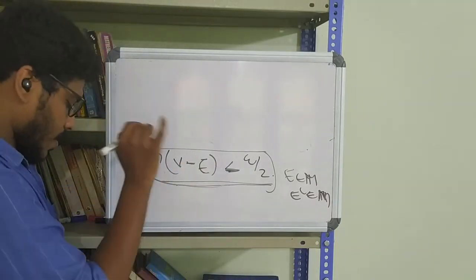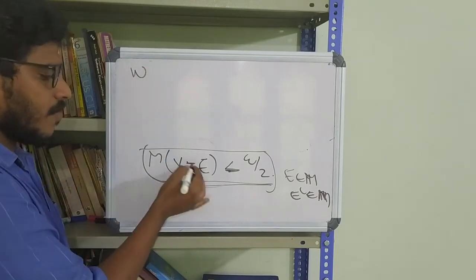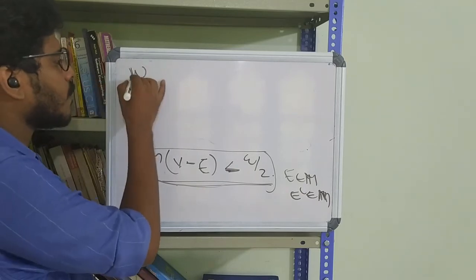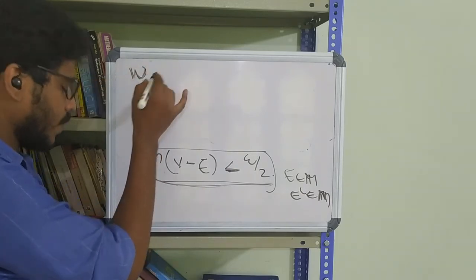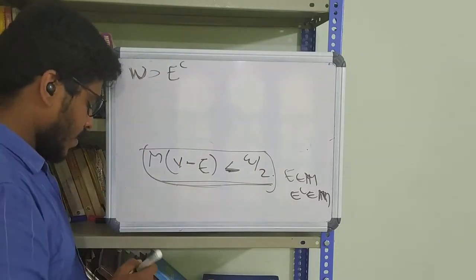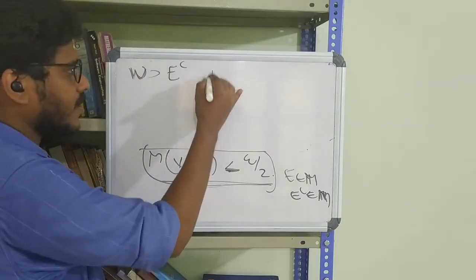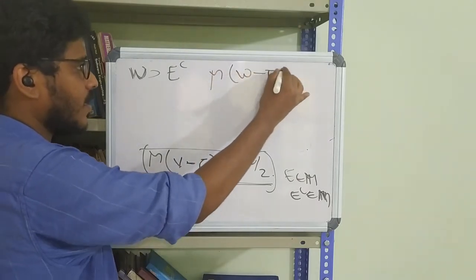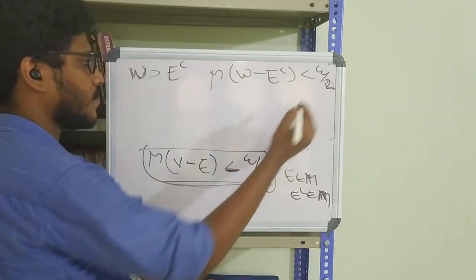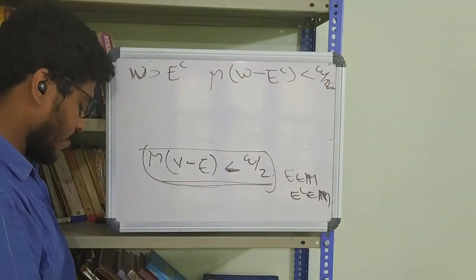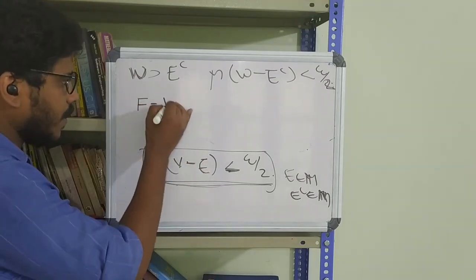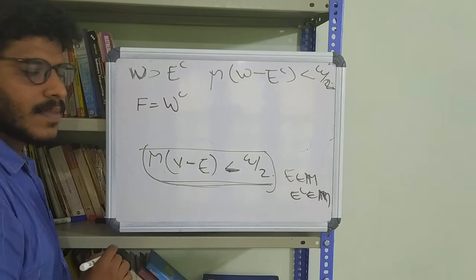So there exist open sets W. For E we had V, so we just change the name here. So for E complement there exists an open set W, which contains E complement, and the measure of W minus E complement is less than epsilon by 2. Right. So this is what we have from our analysis. Now choose F to be W complement.